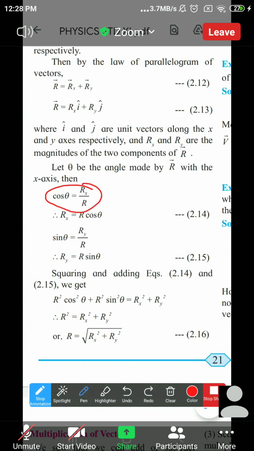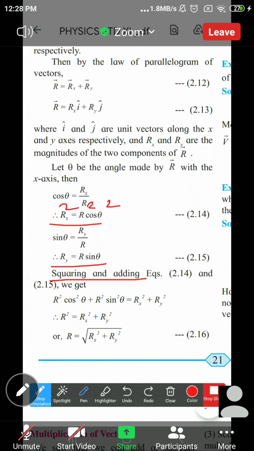इसी इक्वेशन से we can write Rx is equal to R cos theta and sin theta is equal to Ry upon R, or we can write Ry is equal to R sin theta. ठीक है. इक्वेशन 2.14 and 2.15. If we square and add equations 2.14 and 2.15, we get, take the square on both sides here also and add the equations.